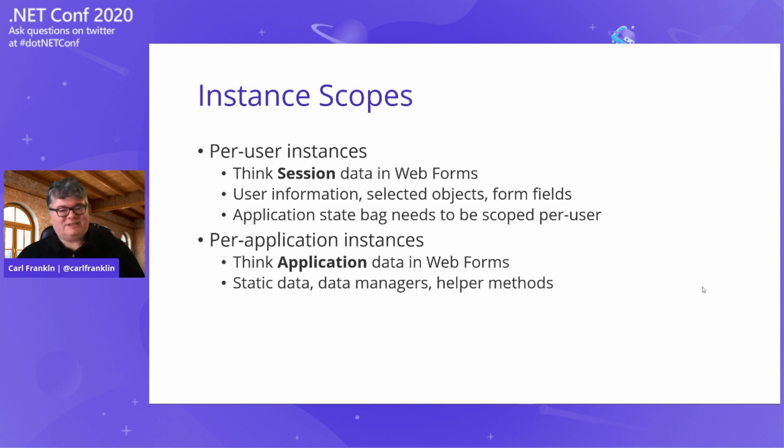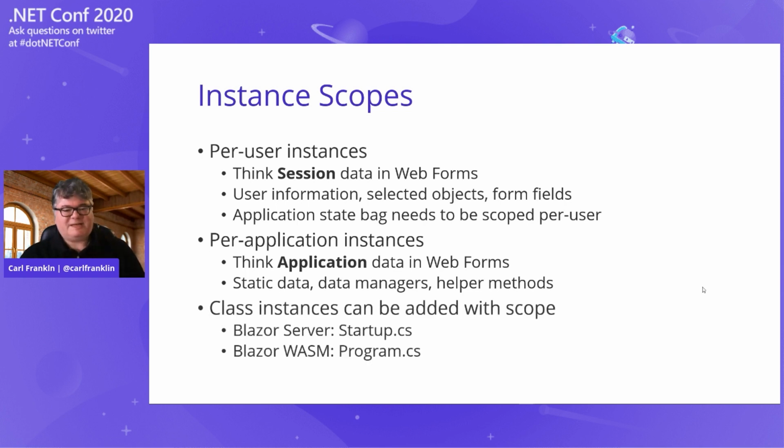Now, a per application instance, we have these as well. You can think of the application object in web forms. This is a good place to put static data, data managers, helper methods, anything that doesn't require per user access. We have those as singletons. We'll talk about singletons because in a Blazor WASM app, there really isn't any need for a singleton versus a scope because there's only one user. But then we have just your basic class instances. A class instance is essentially transient.